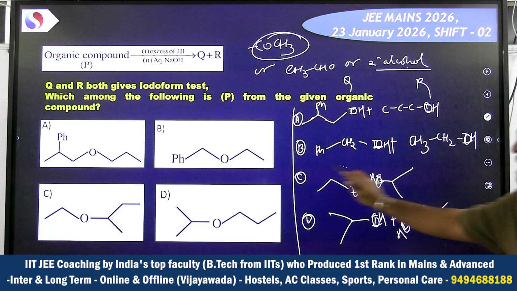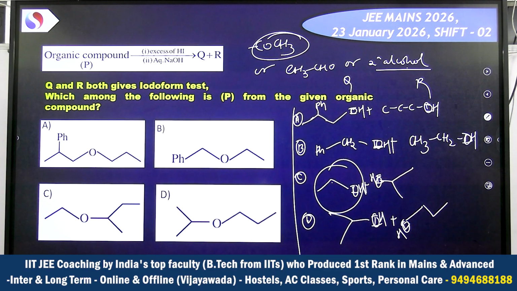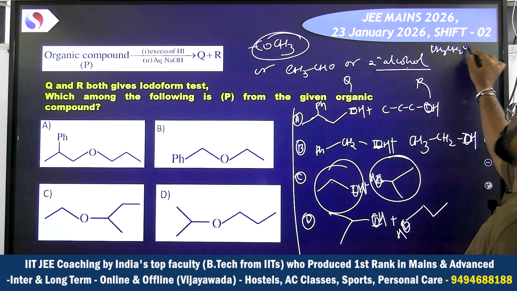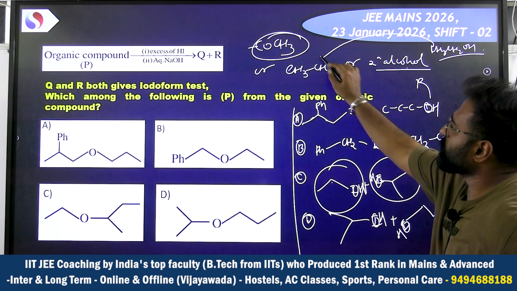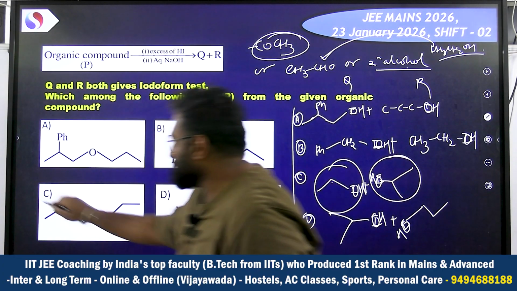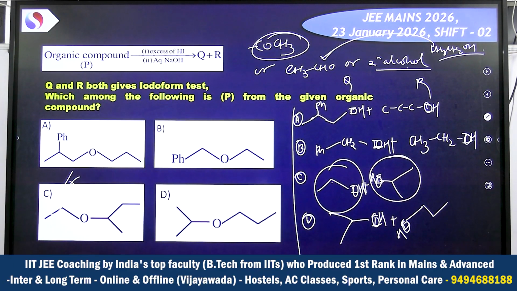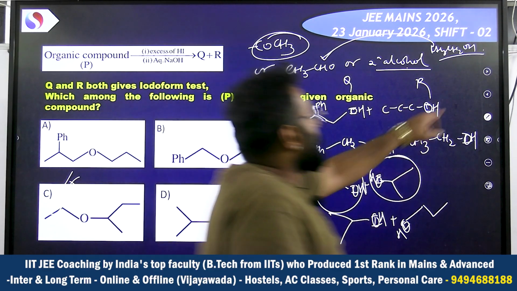Dekho, this will give ethanol, so this satisfies the condition. And this satisfies the condition, 2 degree. In 1 degree, CH3 CH2OH will oxidize to give formaldehyde. The correct answer is option number C. This is the correct answer. Okay, direct question.